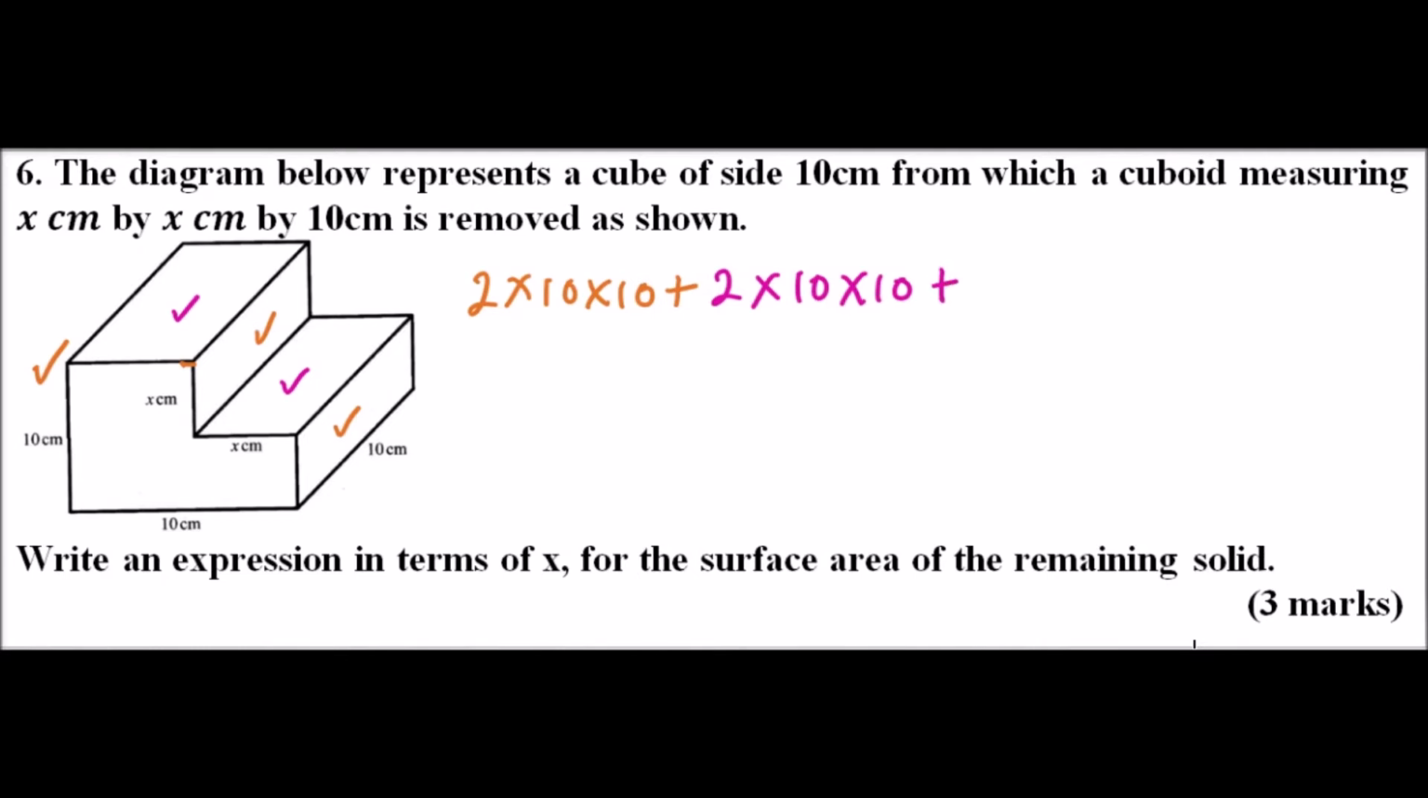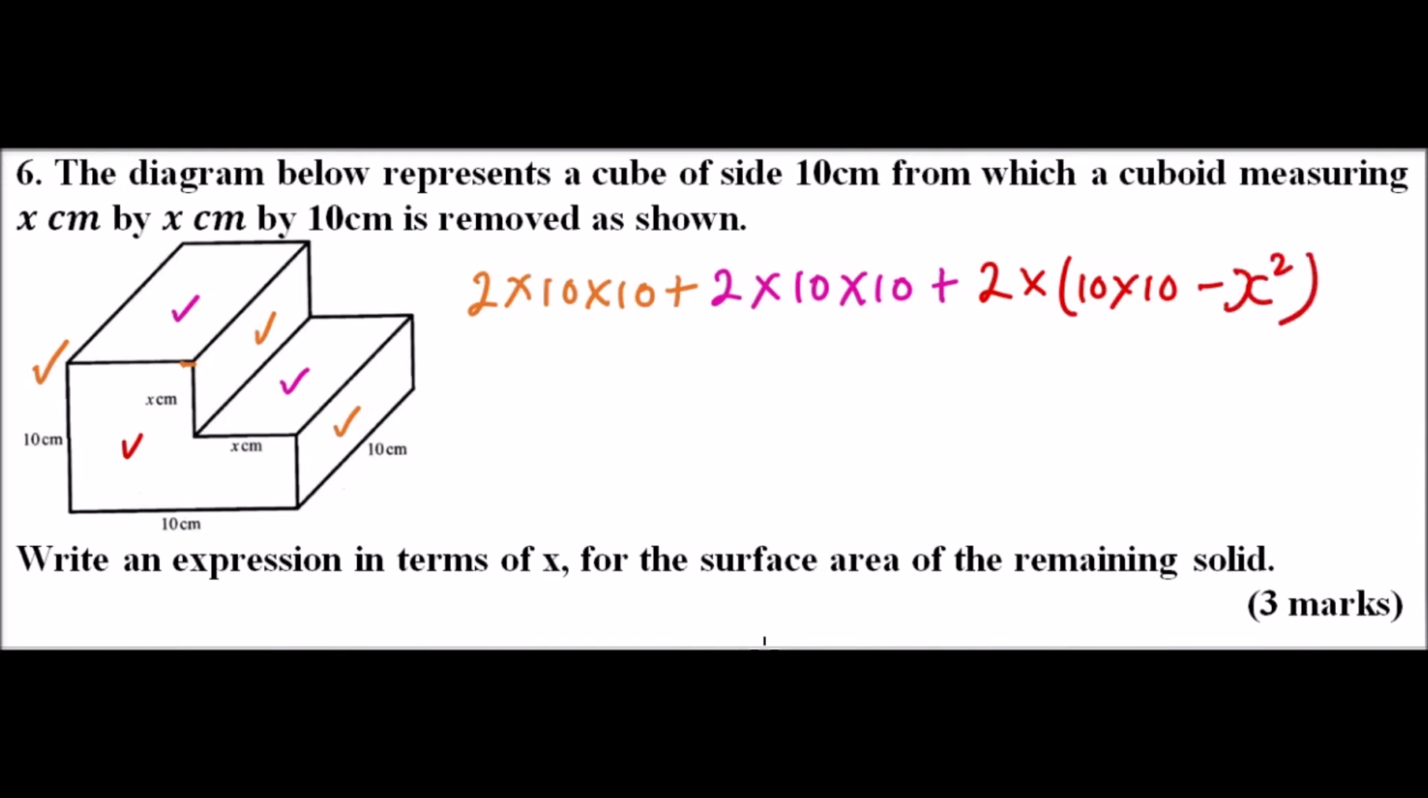Plus, now we come to this side here, and the other side, there are 2, so we write 2 multiplied by 10 times 10 minus x times x. So that is 10 times 10 minus x times x, which will give us x squared.